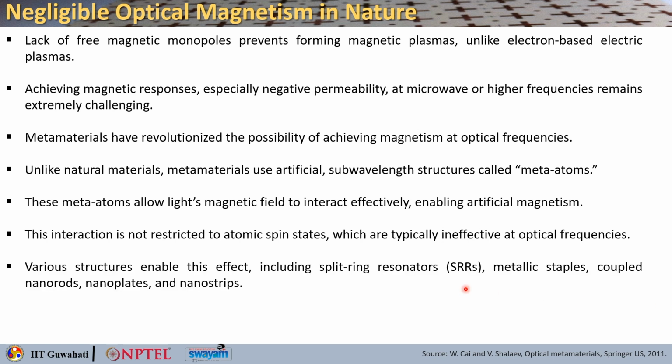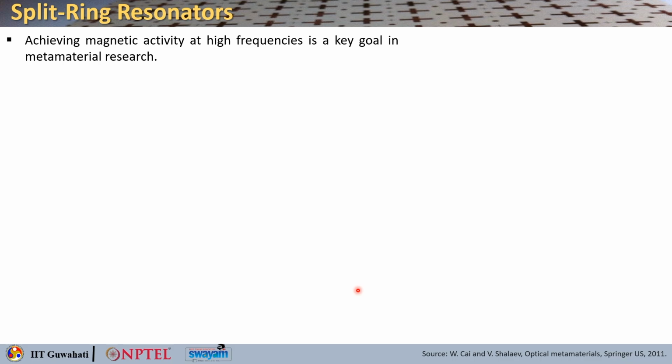So, in this particular discussion we will focus on a series of magnetic elements which were developed during the last few decades in metamaterial research, including the split ring resonators, metallic staple arrays, coupled nanorods, nanoplates, nanostrips. The magnetic response in these kinds of structures ranges from the microwave frequencies up to the entire visible spectrum. So, you can see how exactly artificial magnetism can be made real using these kinds of metamaterials.